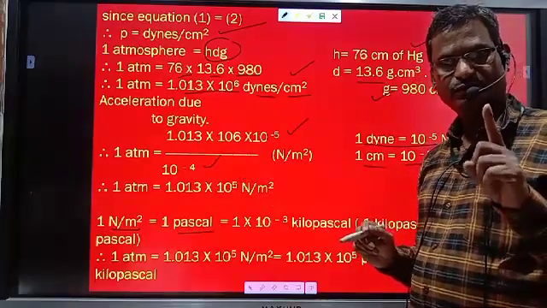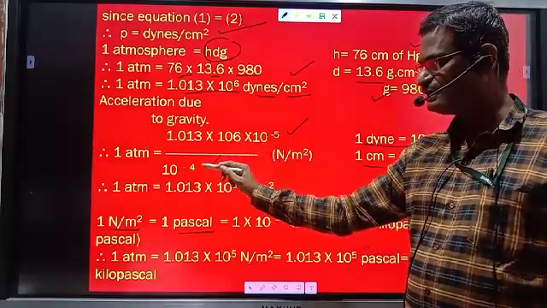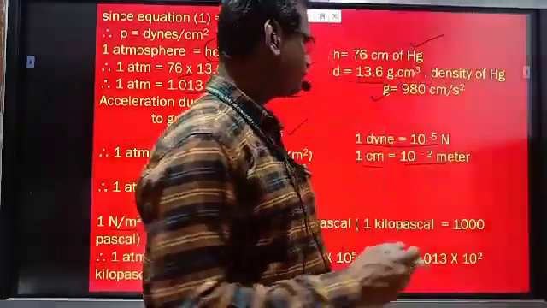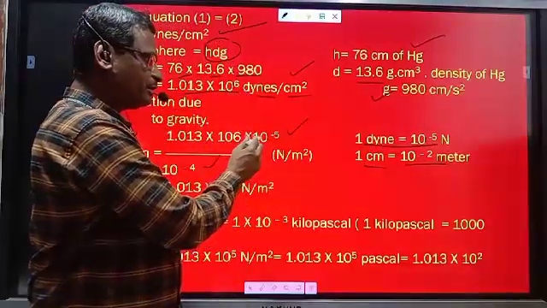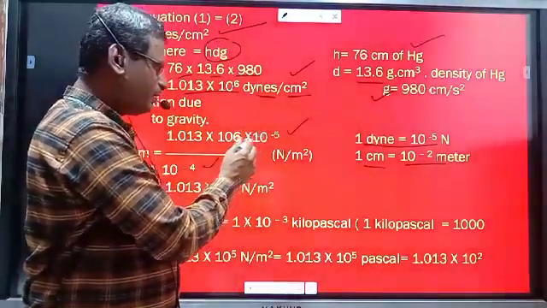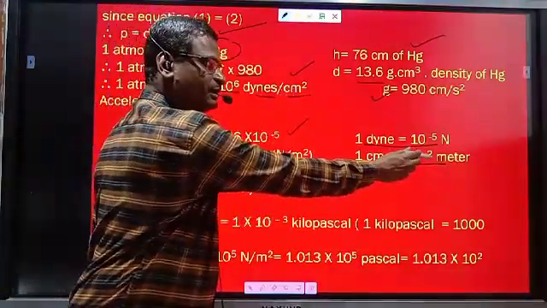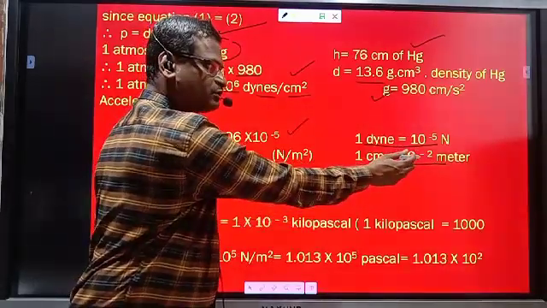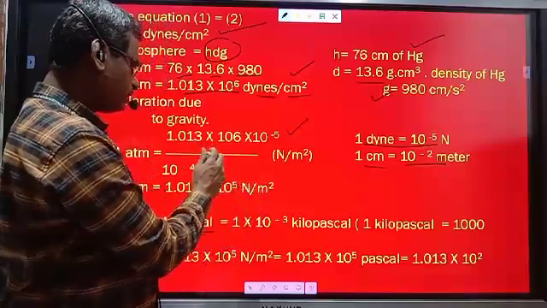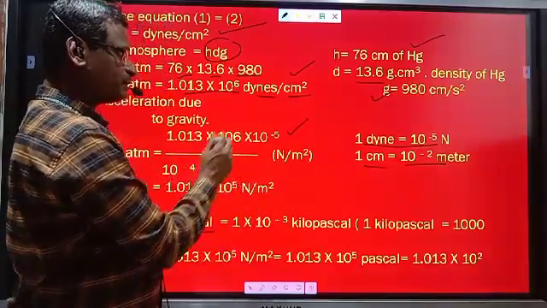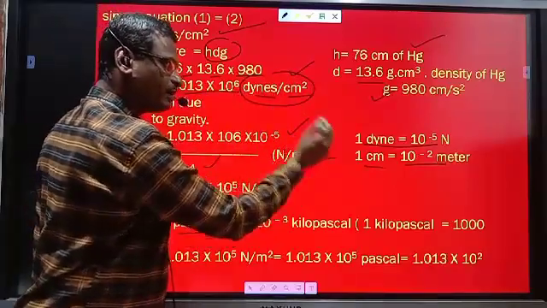You got it? Why is this equation multiplied by 10 raised to minus 5 and divided by 10 raised to minus 4? Because 1 dyne is 10 raised to minus 5. Convert dyne to Newton, multiplied by 10 raised to minus 5. Divided by centimeter square already. Convert centimeter square to meter square. Centimeter is 10 raised to minus 2, centimeter square is 10 raised to minus 4. Therefore divide it by 10 raised to minus 4, so that dyne per centimeter square now becomes Newton per meter square.